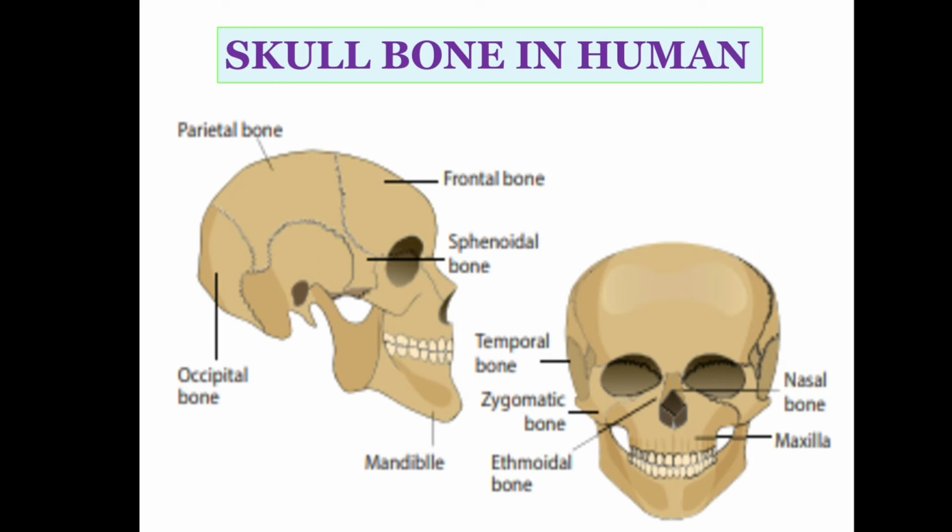Skull bones in humans. You can see here the nasal bone, sphenoidal bone, frontal bone, parietal bone, occipital bone, and temporal bone. So this is the mandible.